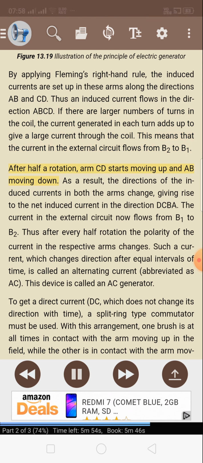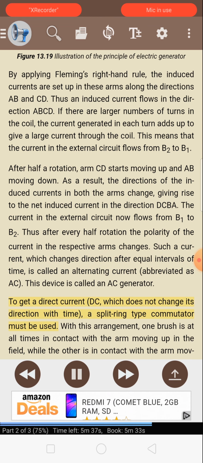After half a rotation, arm CD starts moving up and AB moving down. As a result, the directions of the induced currents in both the arms change, giving rise to the net induced current in the direction DCBA. The current in the external circuit now flows from B1 to B2. Thus, after every half rotation, the polarity of the current in the respective arms changes. Such a current, which changes direction after equal intervals of time, is called an alternating current, abbreviated as AC. This device is called an AC generator.